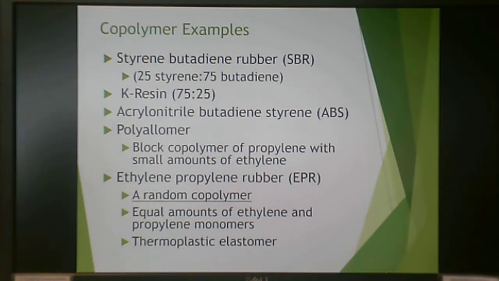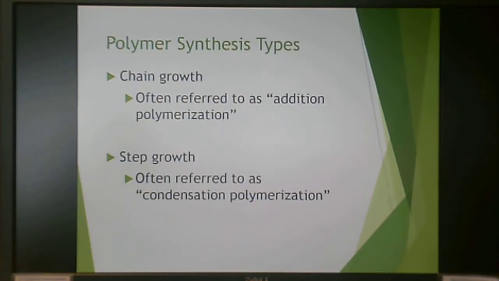So this is a really good example of structure to property relationships. Styrene butadiene rubber, K resin, polyalumer versus ethylene propylene rubber. Same comonomers, it's just that different ratios of those and different arrangements give you different properties.